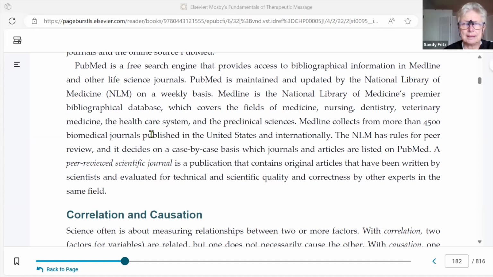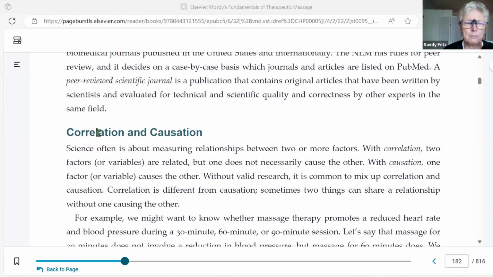Is it a subject matter expert or professional opinion? If there's a consensus among a bunch of experts, then that can fall into part of an evidence-informed practice. But if it's just one person, maybe not, maybe not. And then we have talked before about correlation and causation.